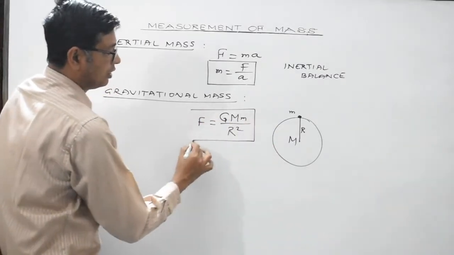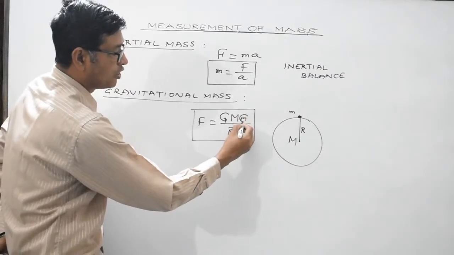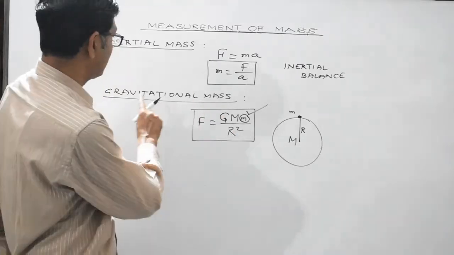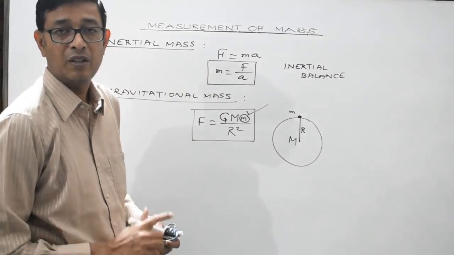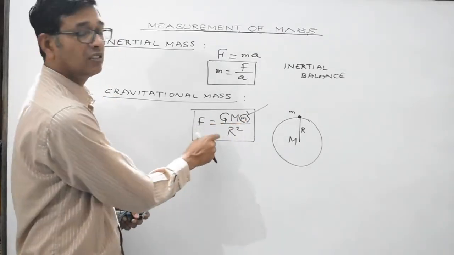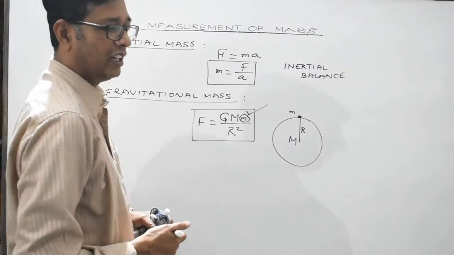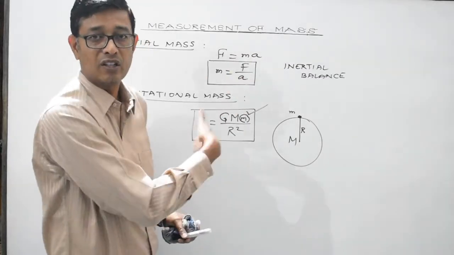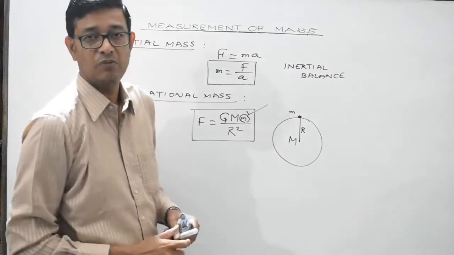Now, using the concept of gravitation, the mass of a body measured using this formula will give us the gravitational mass of the body. Clear? So, any given body, its mass can be calculated by either of these two methods. Accordingly, it is known as inertial mass or gravitational mass.